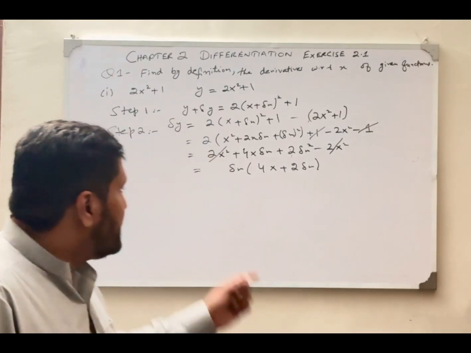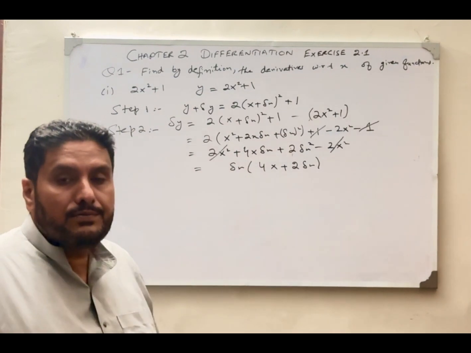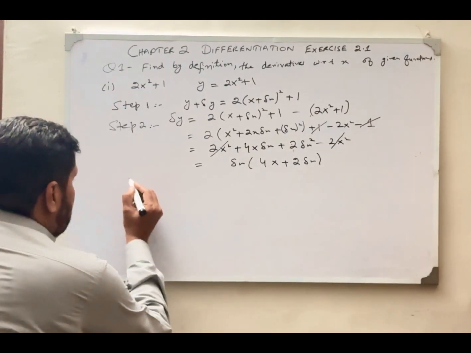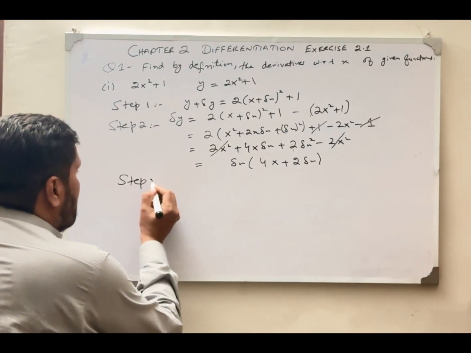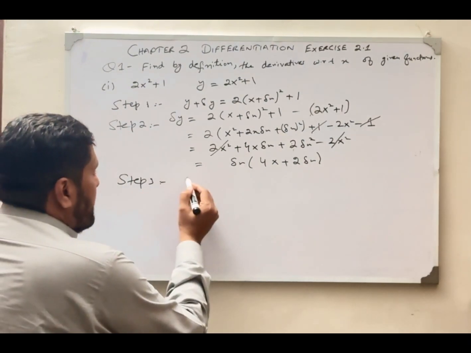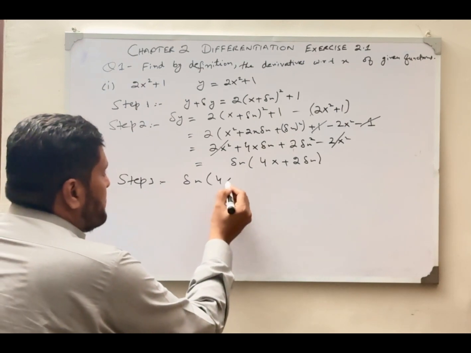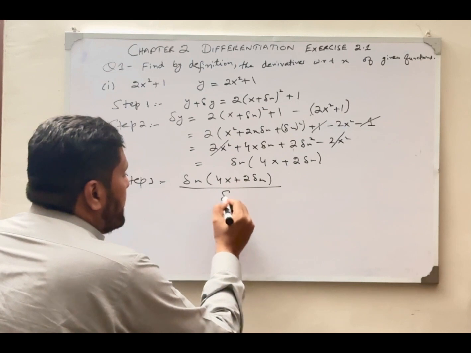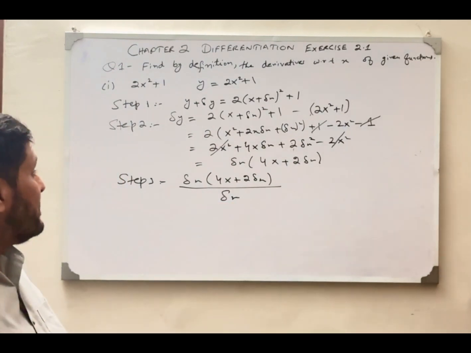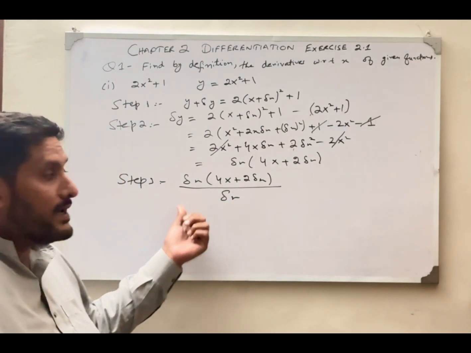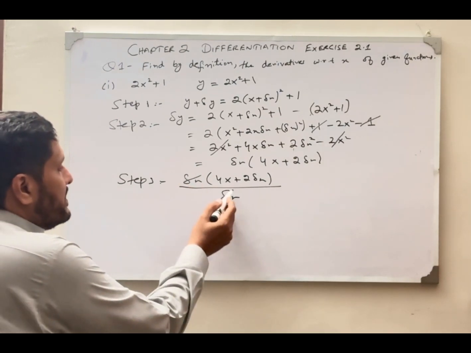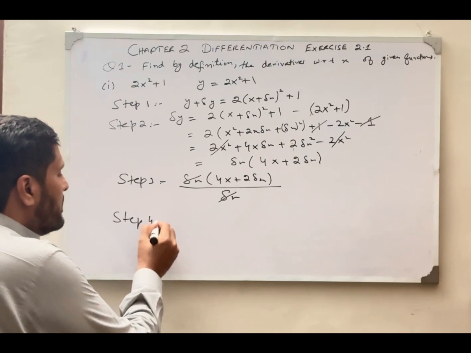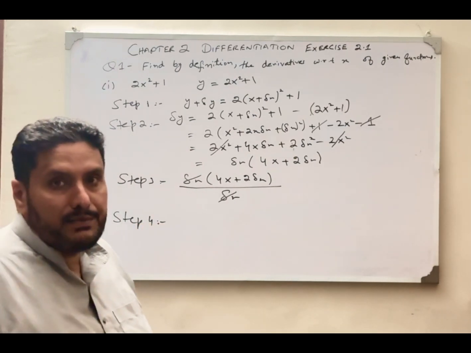After simplification in step 2, we follow step 3, in which we have to divide by delta x. So in step 3 we have to divide this whole term, 4x plus 2 delta x, whole divided by delta x. So after dividing it with delta x, this term will be cancelled. And then in step 4, we have to apply the limits.